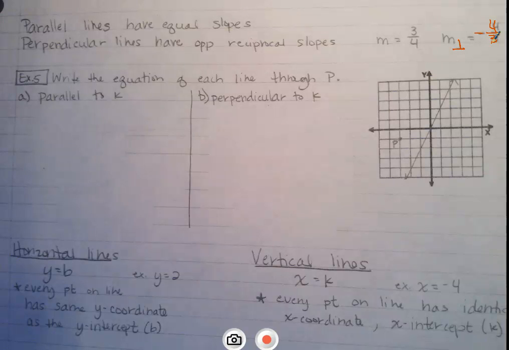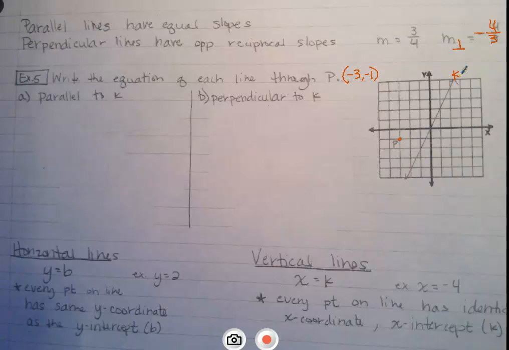All right. Okay, write the equation of each line passing through P. Okay, so we've got P on our graph. Let's go ahead. What is P? Right, let's name it with its coordinates. Does anybody agree with that? -3, -1? Yes? Okay, I got a confirmation. All right, so A, we want to write a line parallel to K. And so K is our line. And perpendicular to K. But it has to pass through P is the deal.